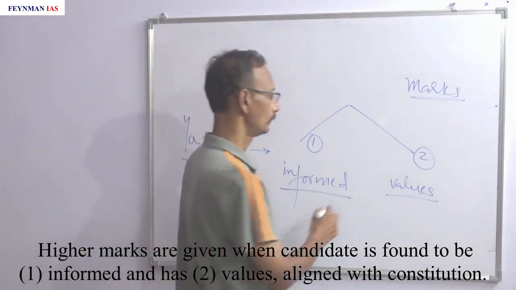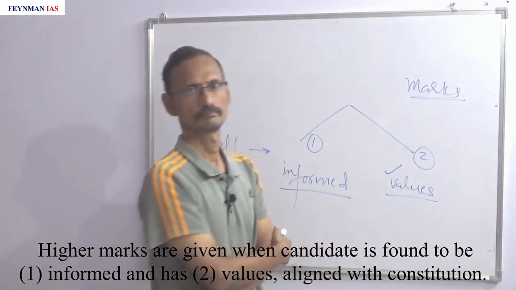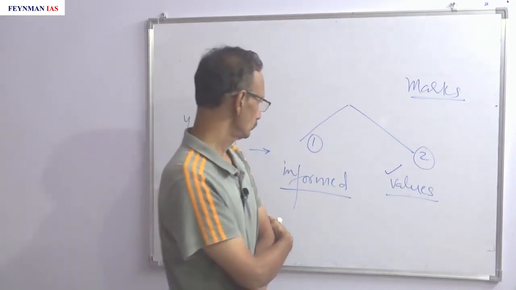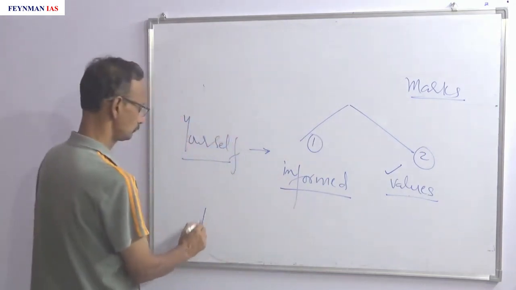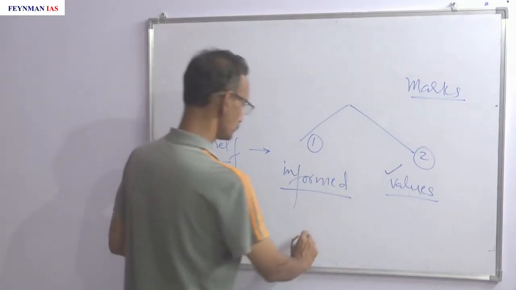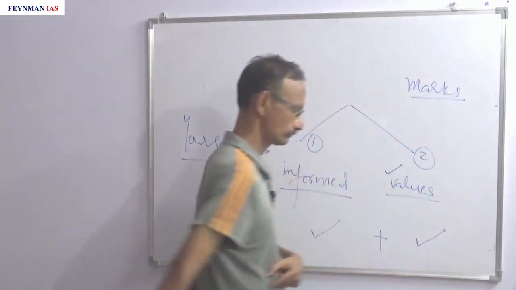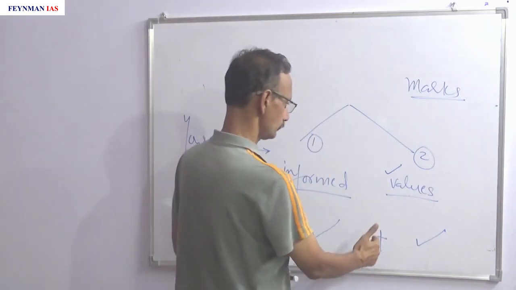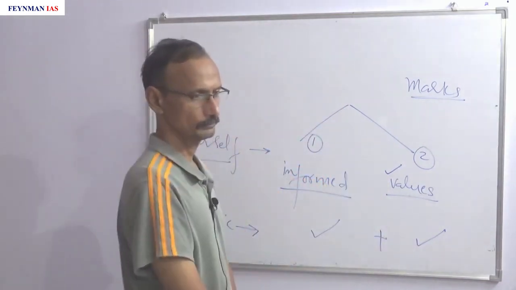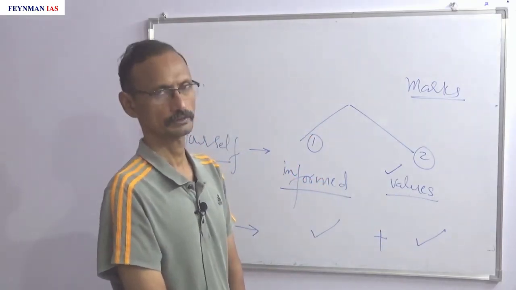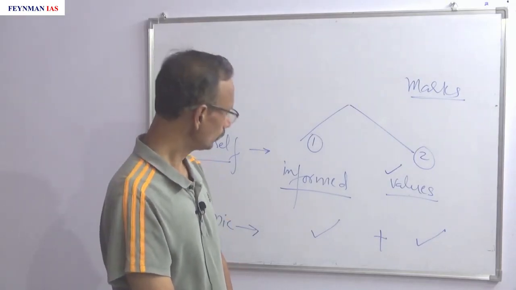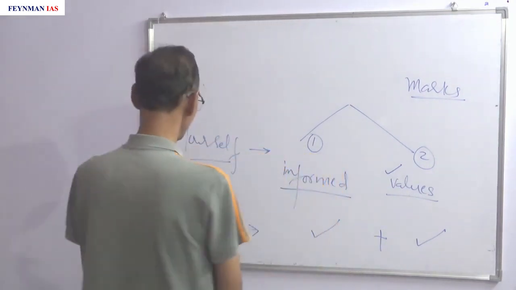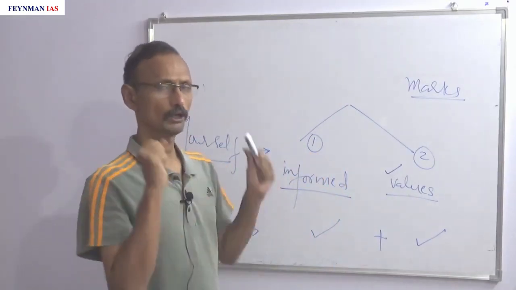You also have values. So what does this mean? That you should choose a topic in which you express this plus this. It is not enough if you say that you have values and you would like to help people. You have that service orientation or whatever. Because you should also be an informed person. So that is why topic selection matters a lot in the essay paper.